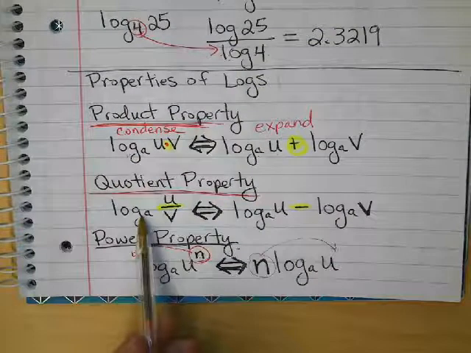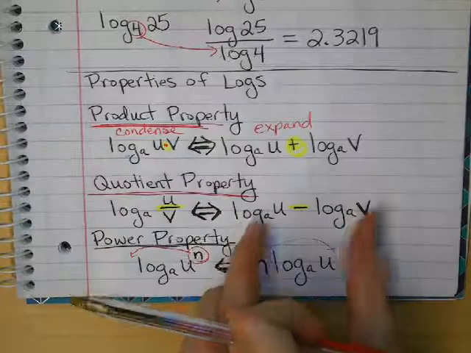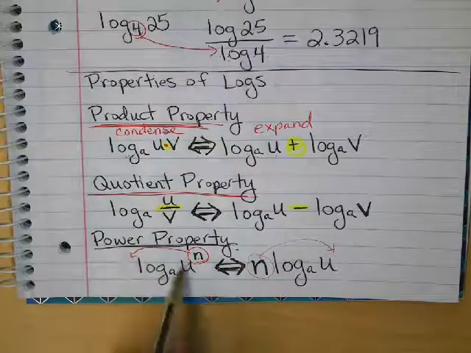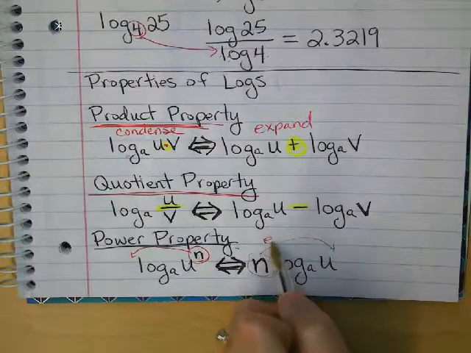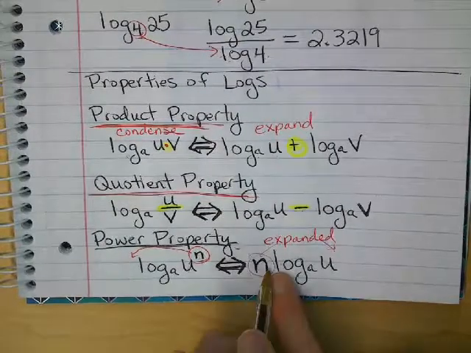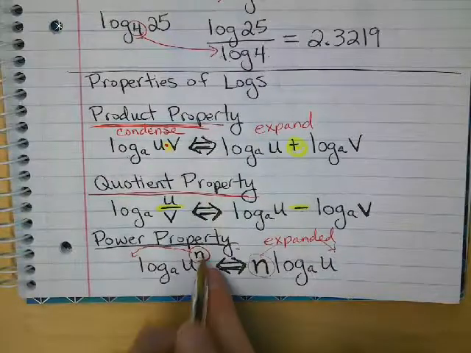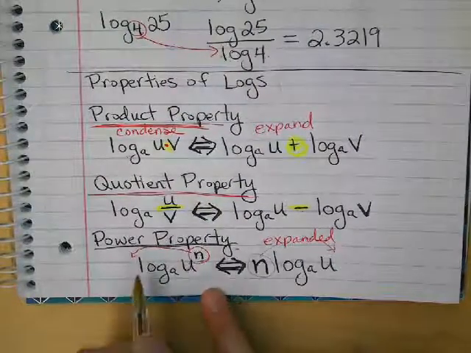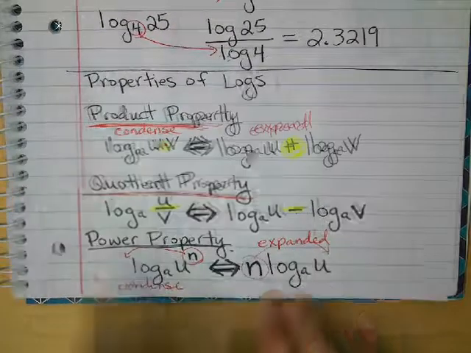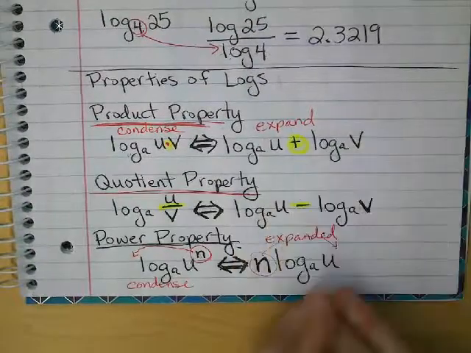Same on the quotient property. This side's the condensed side because it's just down to one logarithm, or you can expand it into two, like that. And even the power property, this side over here is the expanded side because now you have something times the logarithm. Here it was all in one, just the logarithm of all this stuff. This was condensed. So on all of these, the first side I gave you was the condensed side, and the second part was expanded.